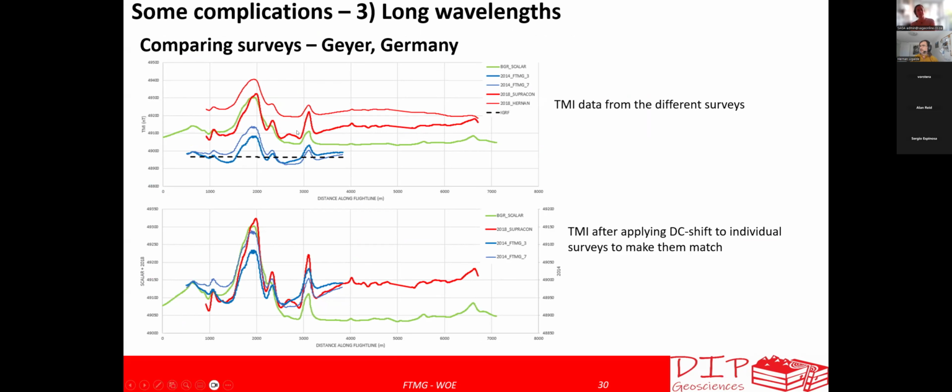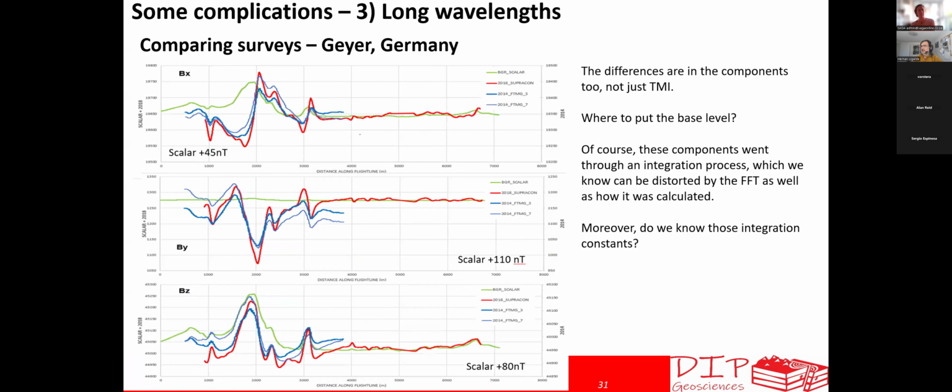This is a case for Geiger in Germany, where I have two gravity gradiometry surveys, one in 2014, one in 2015, with different processings. And we also have a scalar survey, and you see the base level. So this is total field derived from that. It can be anywhere. We don't know where the base level is, and that's a problem. And even if you apply a DC shift, yes, you can get things to more or less line up, but the problem is it's not just a DC shift. In this case here, you see there is a trend in the data as well. So there's a slope. So unless you measure it, that becomes problematic. So this is the same for components.